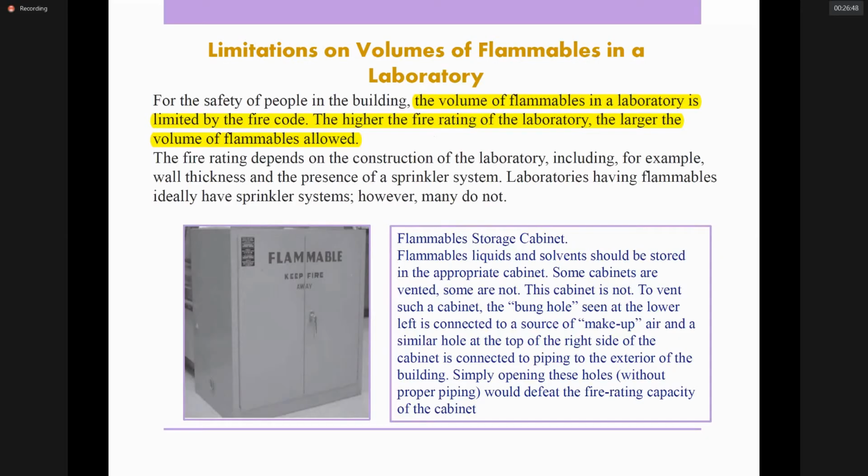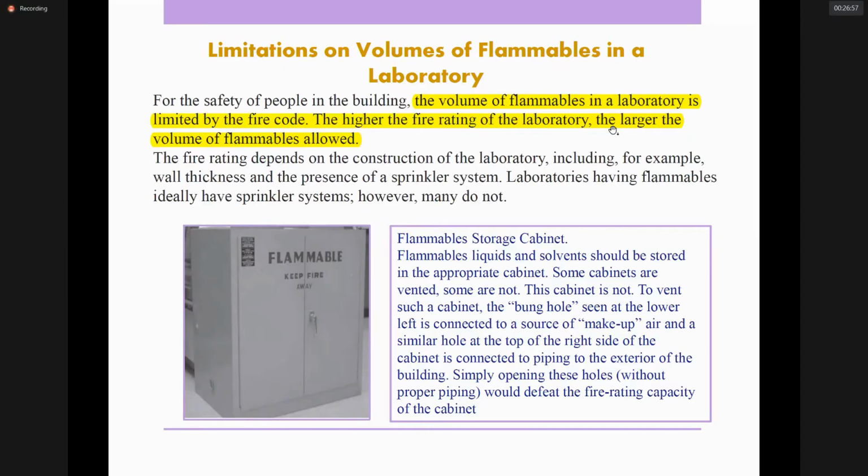If the rating is higher, we can contain or have a larger amount of this flammable chemical.